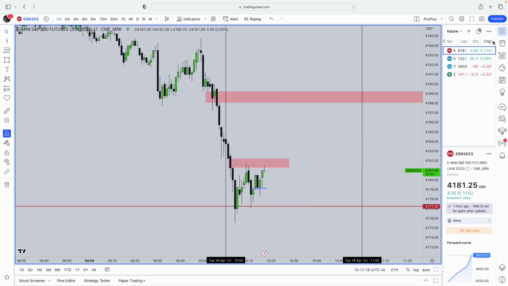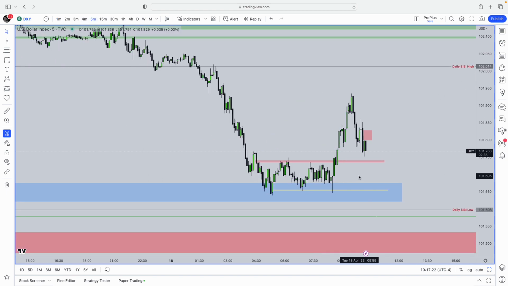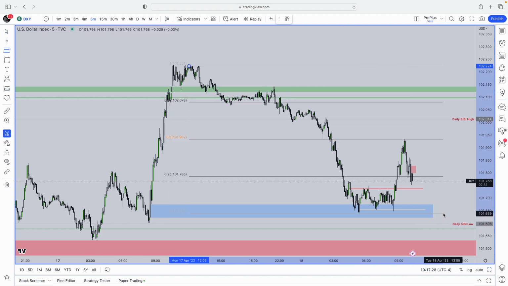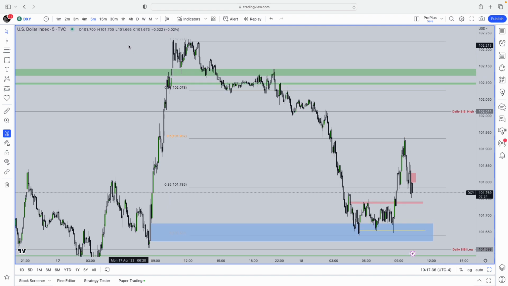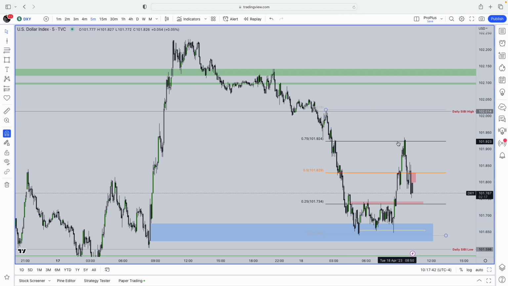Take a look at the dollar as well. Go on to say the 5 minutes. If you draw from this high to the low, it taps into the equilibrium quite nicely. If you draw it from this swing high, it comes to the 75%. There's a fair value up here.